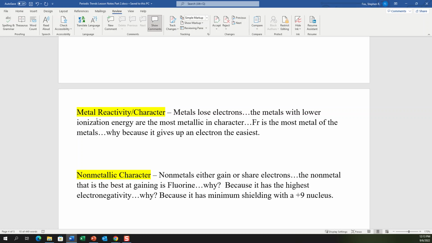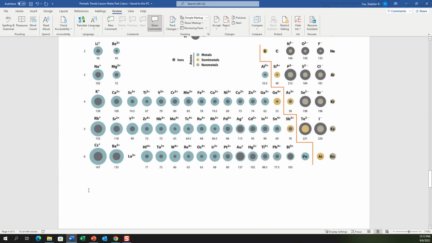So the most metallic metal is the one that has the lowest ionization energy, which means it's the metal that gives up electrons the easiest. So that would be francium. So as you go further down and to the left towards francium, and francium's down here, but as you go this way on your periodic table, you get more metallic. Why? Because ionization energy decreases. As first ionization energy decreases, you become more metallic in character. Okay? It doesn't mean you become harder, or more malleable, or more conductive. It means you lose electrons the easiest, because that's the defining characteristic.